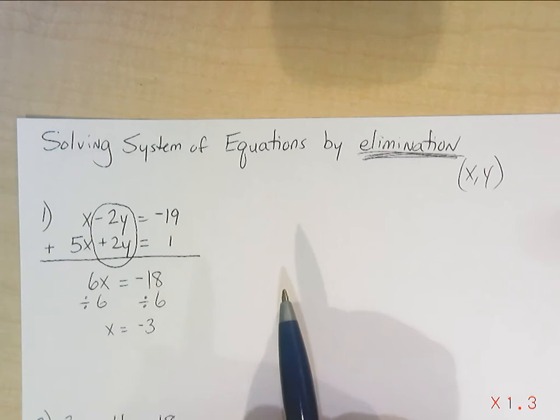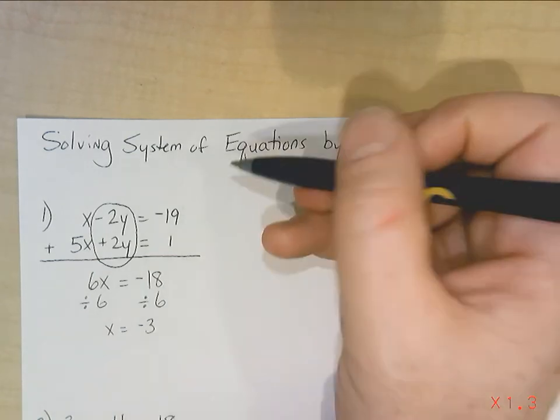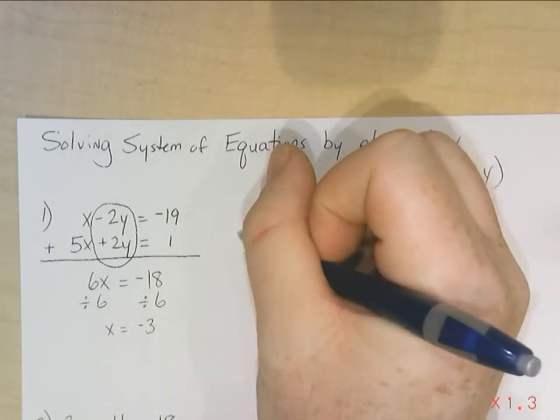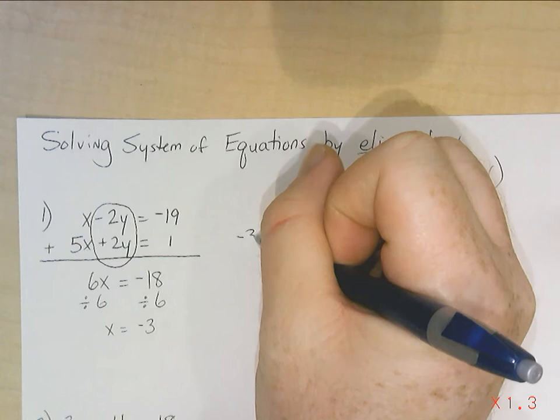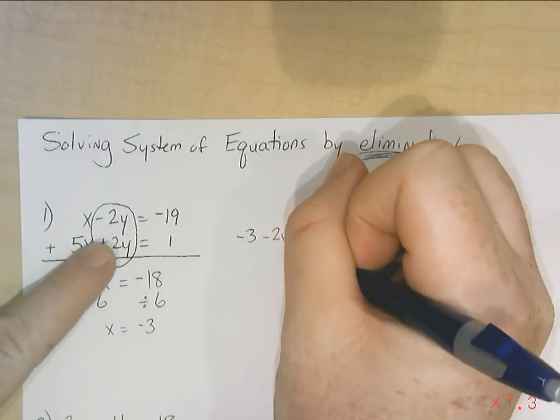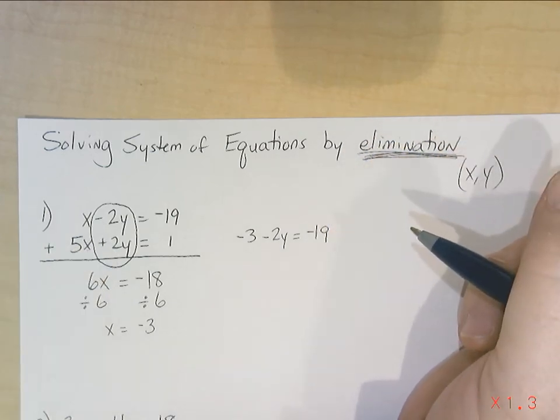It doesn't matter really which one you pick. I typically pick the first one, but sometimes I pick the easier one too. So the first one seems a bit easier, so I'm going to put negative 3 where the x is up here. So it's going to be negative 3 minus 2y equals negative 19. And now I've got a two-step equation.